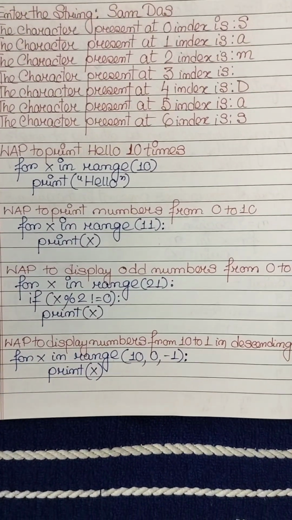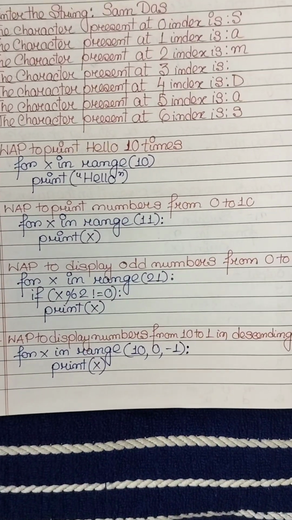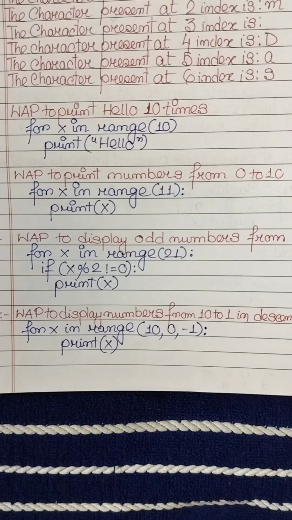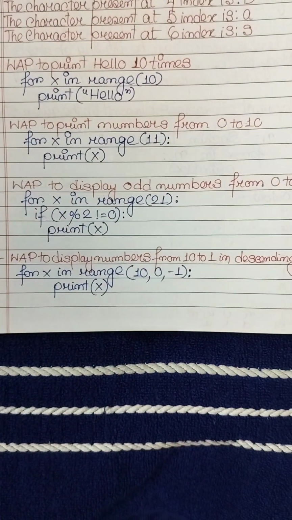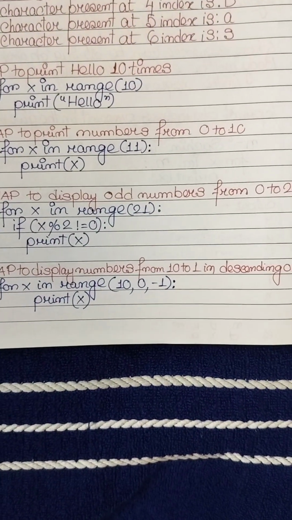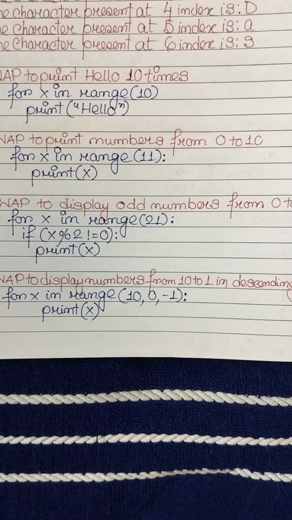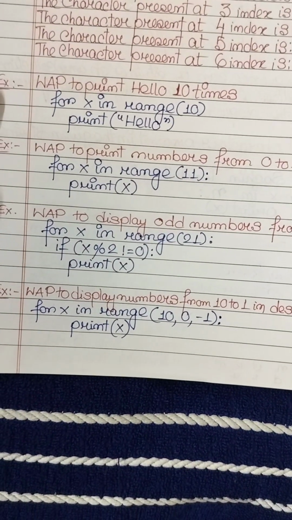Okay. The next is write a program to print hello 10 times. For x in range 10, print hello. Write a program to print numbers from 0 to 10. For x in range 11, colon. In Python we have to use a colon after each for statement.